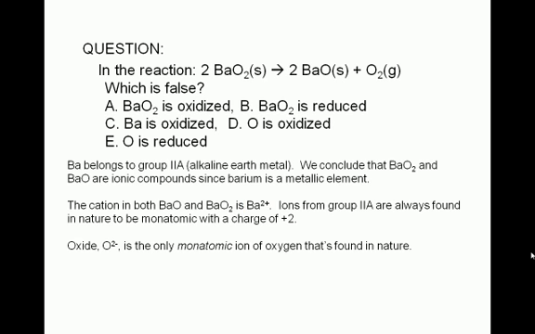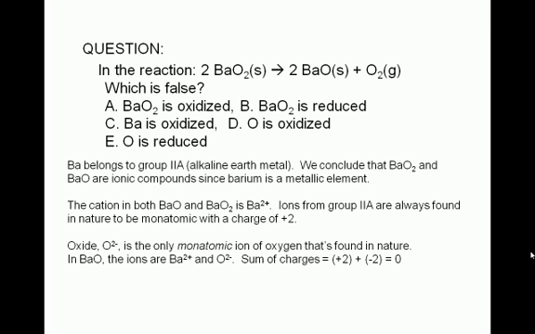Oxide, the ion formed when oxygen gains 2 electrons, is the only monatomic ion of oxygen that's found in nature. The sum of the charges of the ions in one formula unit of an ionic compound should add up to 0. Therefore, in BaO, the negative ion must be oxide.